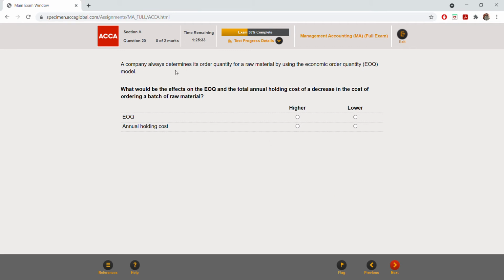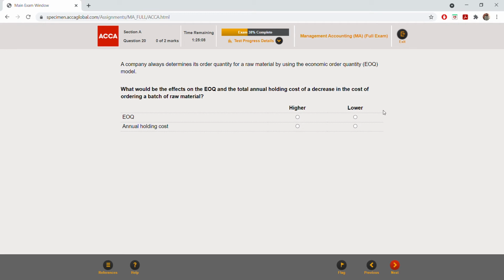A company always determines its order quantity for a raw material by using the economic order quantity. What would be the effect on the EOQ and the total annual holding cost of a decrease in the cost of ordering a batch of raw material? EOQ, will it be higher or lower? Annual holding cost, will it be higher or lower? Do you know the formula, first of all? Okay, so if you don't know the formula, write it down.